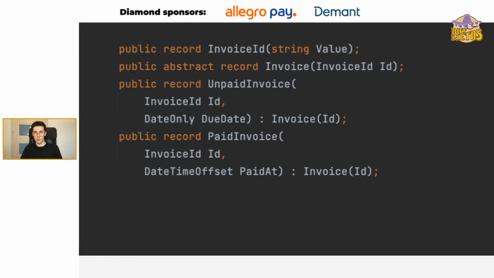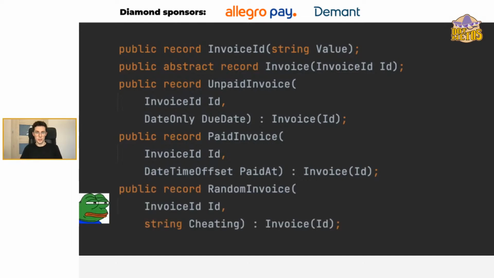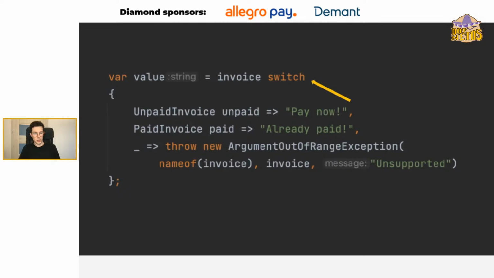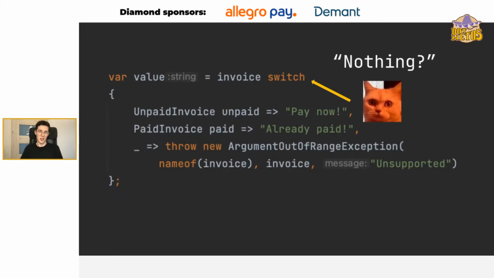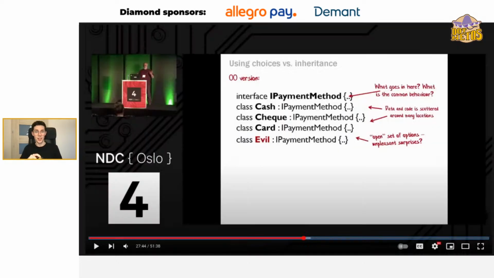So moving on to the example. This is a recap of the current implementation. So what if I add another one, calling this a random invoice with a cheating field? Doesn't really matter here. So what would you expect here? Because I would expect literally nothing. Unfortunately, nothing.